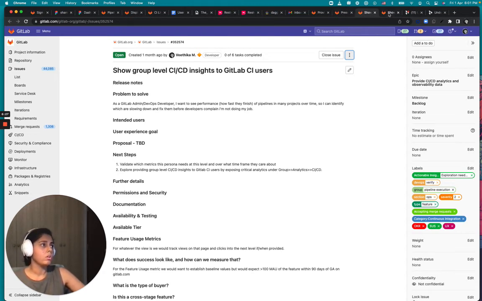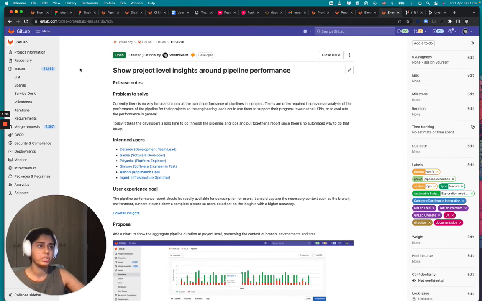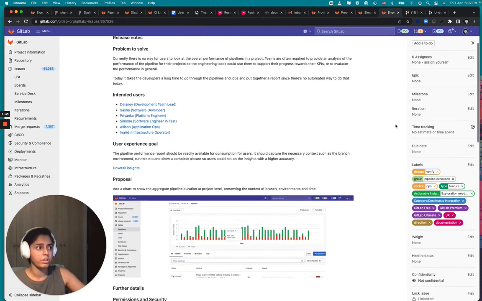Now, keeping all of the information, the insights, the restrictions, the permission related constraints in mind, there's a new proposal that I've come up with which says show project level insights around pipeline performance. This particular feature would focus on providing you a glimpse of what's happening with the performance of the pipelines for a particular project, not group, not a singular pipeline, but the pipelines for the entire project.